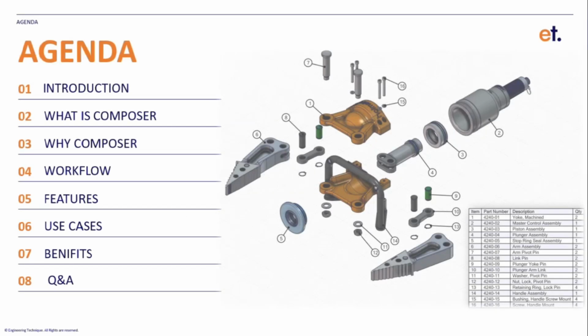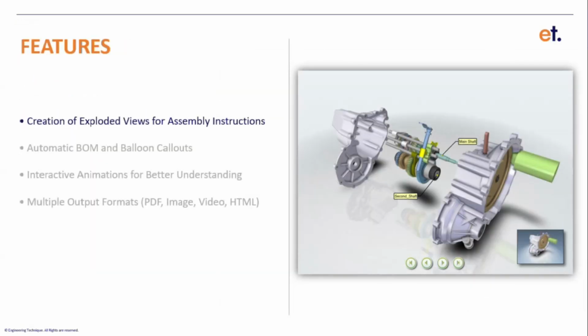Okay, now let's look at some of the key features of SOLIDWORKS Composer. One of the important features is that it helps in creating exploded views for assembly instructions. We can separate each component and show the complete assembly step by step. Also, we can add callouts and labels to identify each part clearly. This improves understanding and reduces confusion during assembly. It is very useful for operators, technicians, and training purposes.